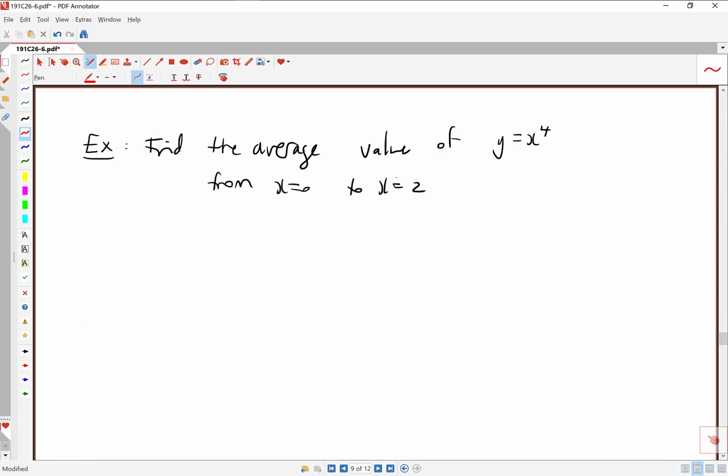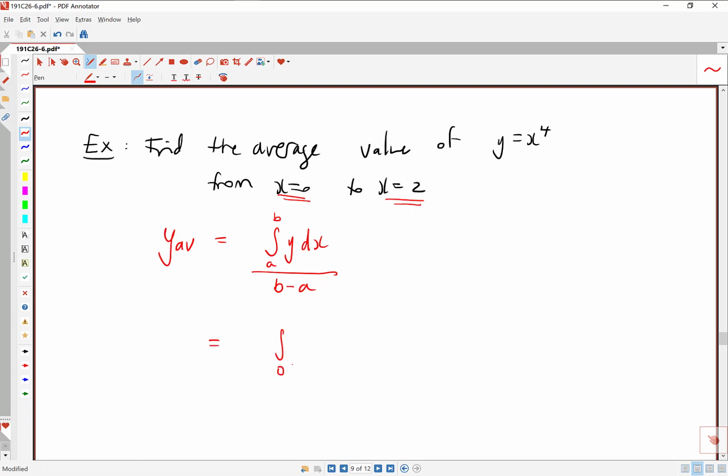Let's find the average value of the function y equal x to the fourth from x equals 0 to x equal 2. Well, I might write down the formula here. So the average value, which we're going to call y_av, is going to be the integral of our function y times dx over the appropriate interval, and then that's divided by the length of that interval, divided by b minus a.